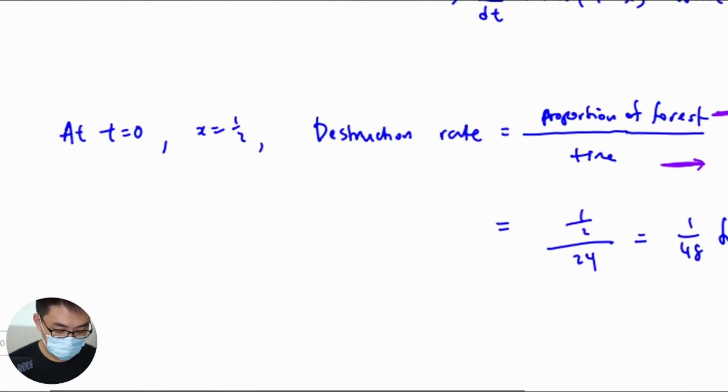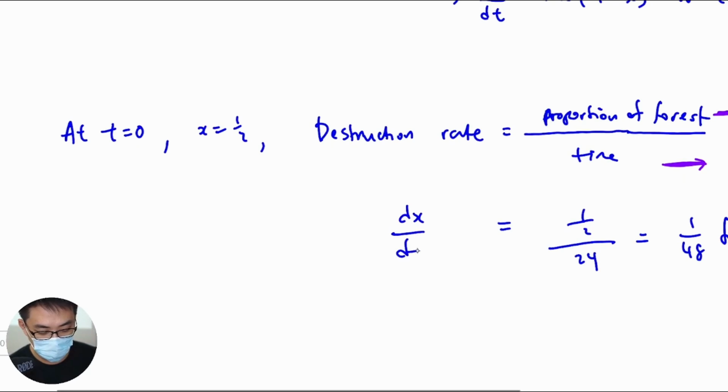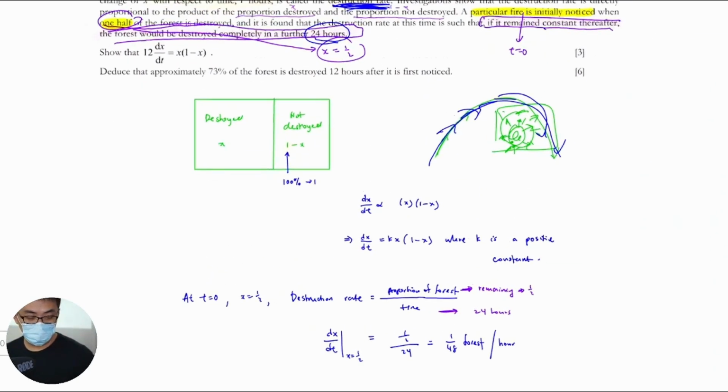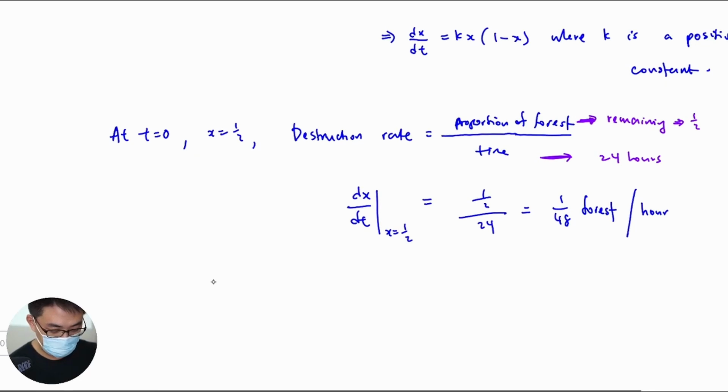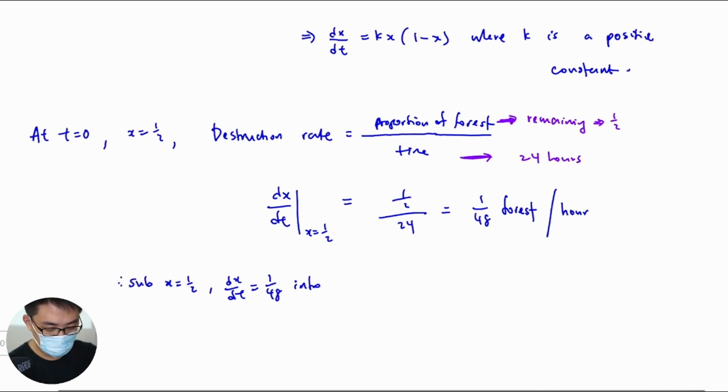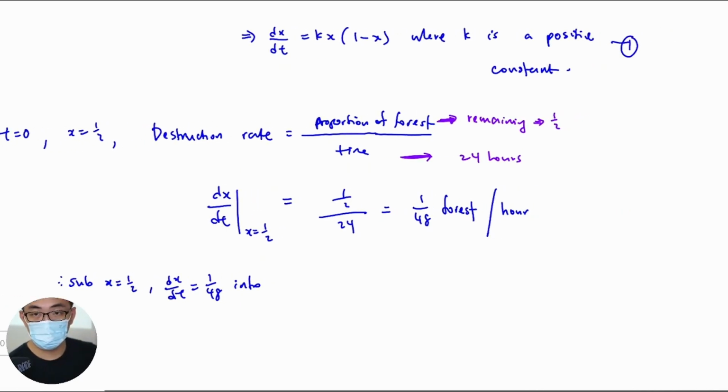This is what you do. This is actually the destruction rate, dx/dt when x equals a half. So you just sub all this inside this. You can find your k. Once done, you sub it into the DE. Okay, sub it in.